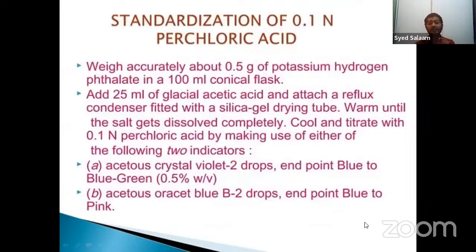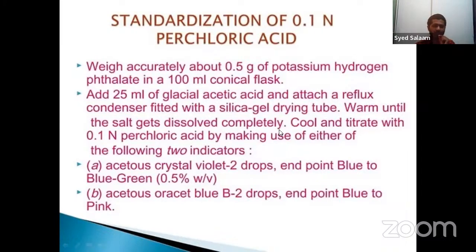Now, standardization of perchloric acid. For this, potassium hydrogen phthalate is used. Weigh accurately 0.5 grams of potassium hydrogen phthalate in a 100 ml conical flask, then add 25 ml of glacial acetic acid and attach a reflux condenser. Warm the mixture until the salt dissolves completely, then cool and titrate with 0.1 normal perchloric acid.